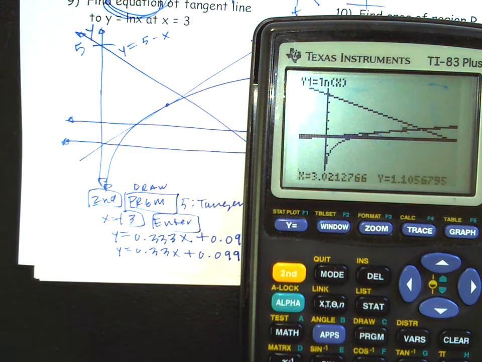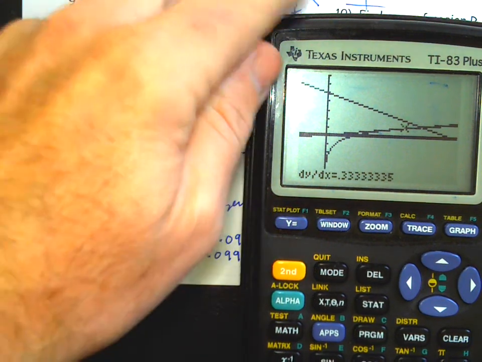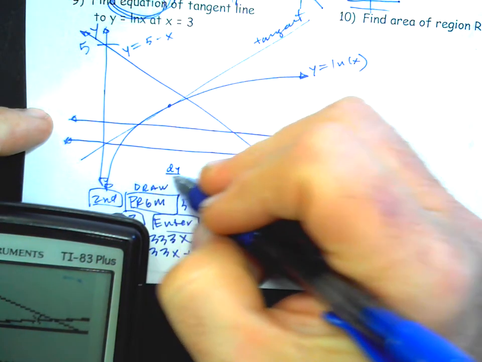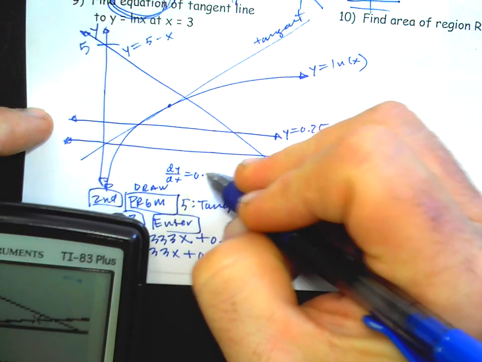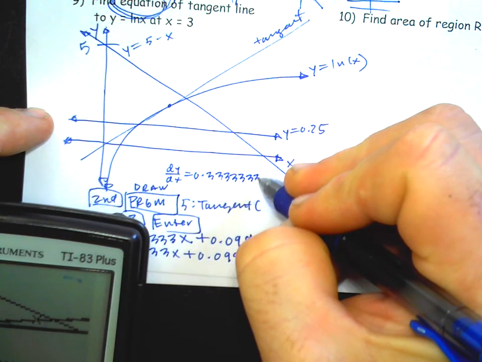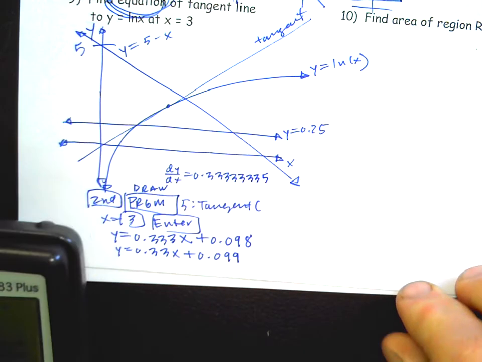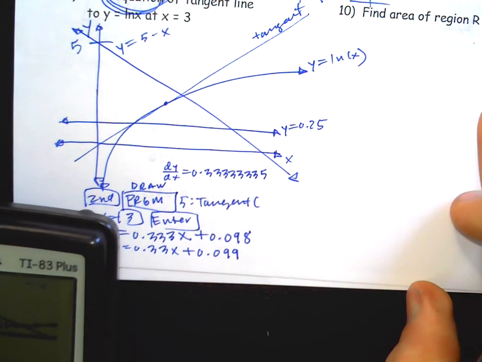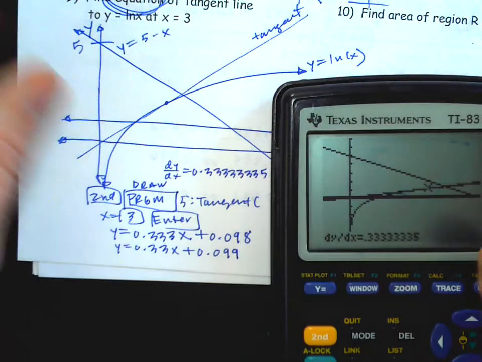And you wanted x equals 3, so that'll give you the slope. So you could do that. You could say, okay, well, dy/dx equals 0.333333335. And then to write the equation of any line, you need the slope and a point. Going back to Algebra 1, how do you write the equation of a line? You need slope and a point.